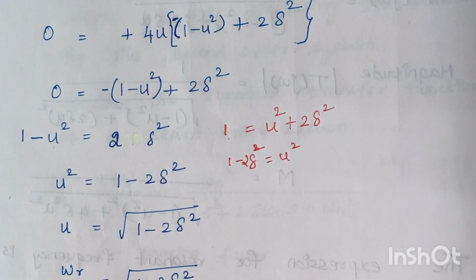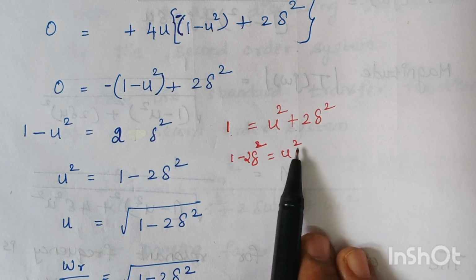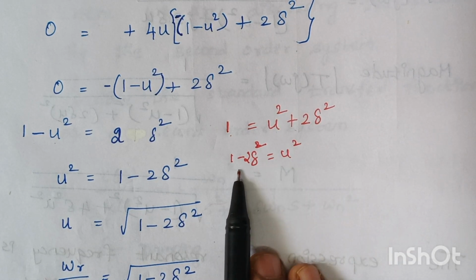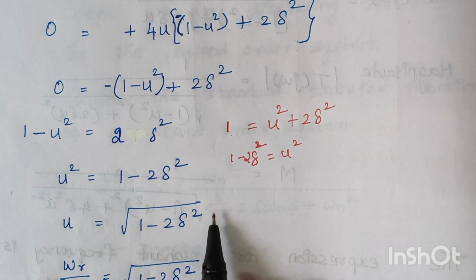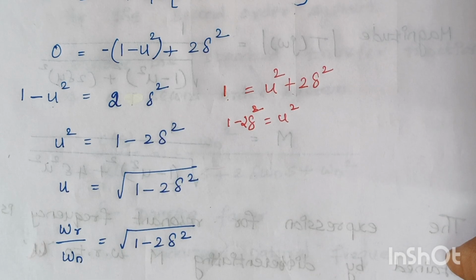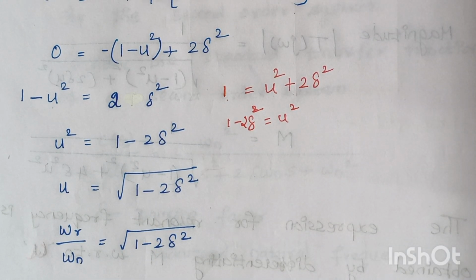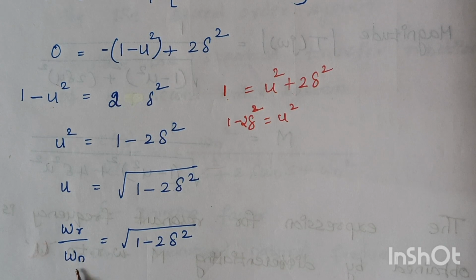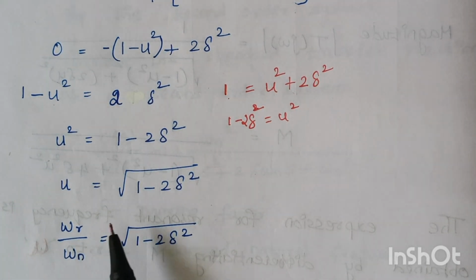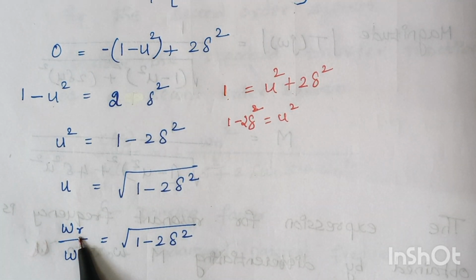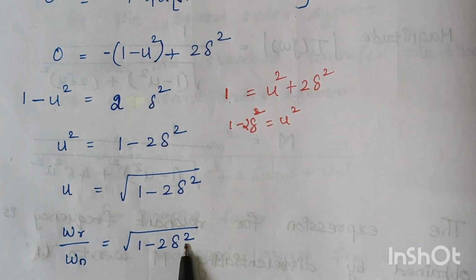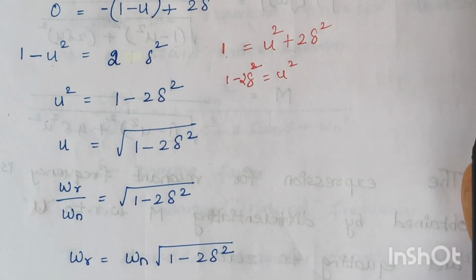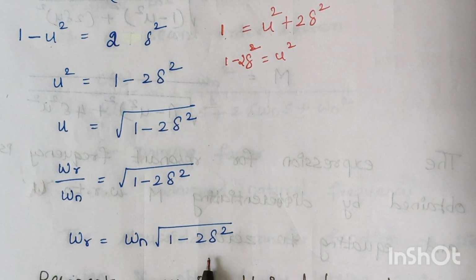So I want only u. So when you want u, you have to take square root on both sides. So u is equal to square root of 1 minus 2 zeta square, right? So what is u? We had seen before, u is nothing but the ratio of omega by omega n. Since we are discussing resonant frequency, here I had written it as omega r, right? So omega r by omega n is nothing but again this expression. So omega r is nothing but omega n into square root of 1 minus 2 zeta square, right?